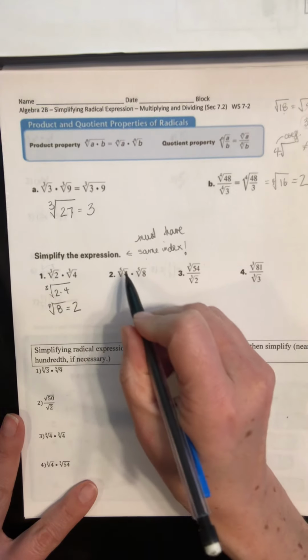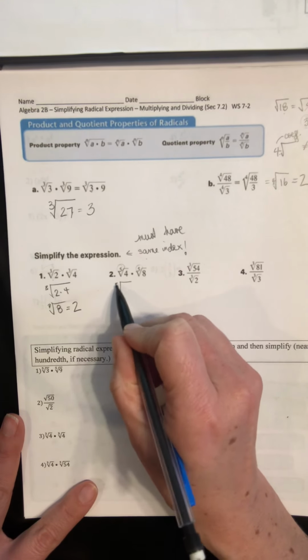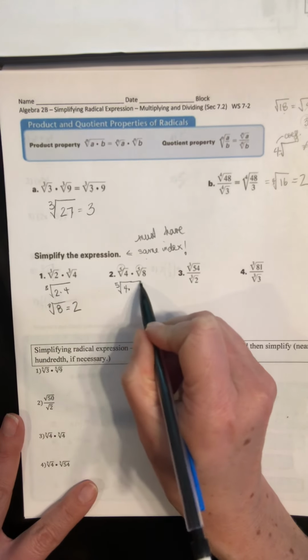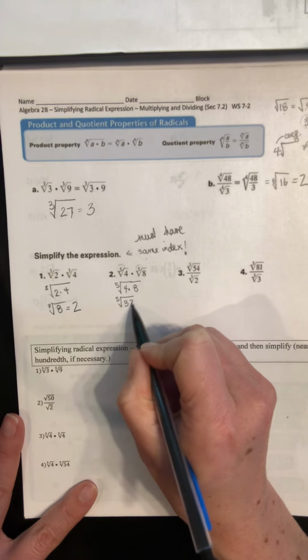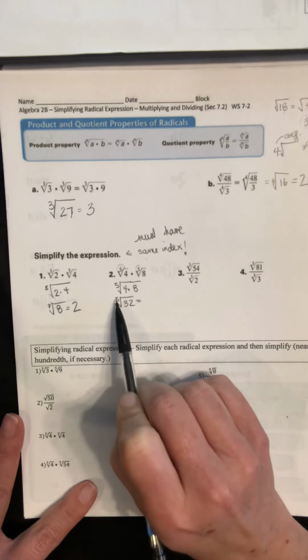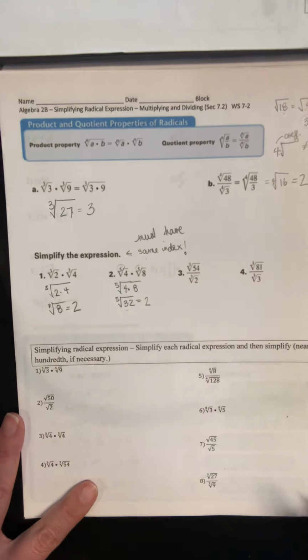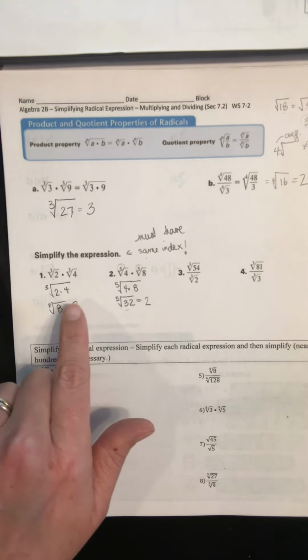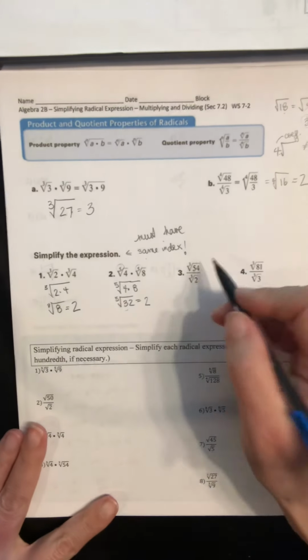Now, if I look at this guy, same index. This is a 5th root. So I'm going to do the 5th root of 4 times 8, which is the 5th root of 32. And then if I do the 5th root of 32 on my calculator, what I will get is 2. So you're going to multiply them both underneath the radical, whatever the index is, and then simplify.